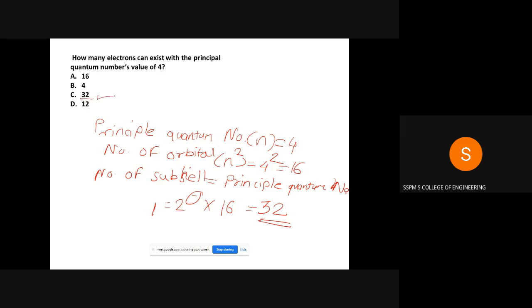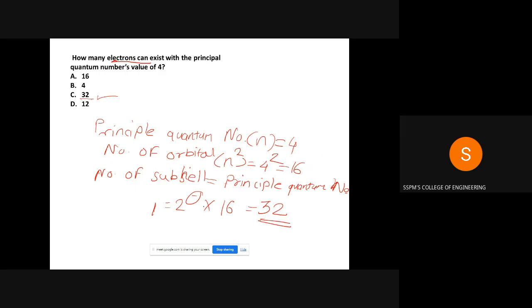How can you solve this? The principal quantum number is given. The question asks how many electrons, so it is related to electrons. First, the principal quantum number n is given, n value is 4. Then the number of orbitals formula is n square. So 4 square is equal to 16.